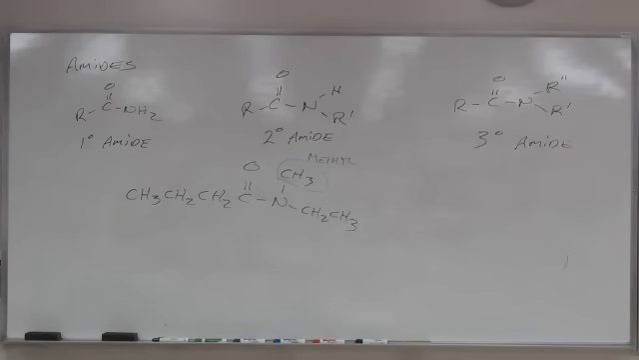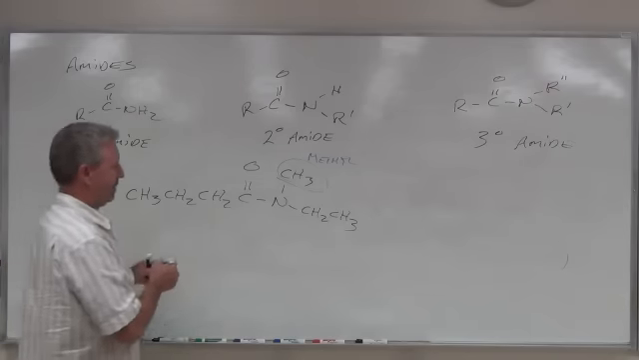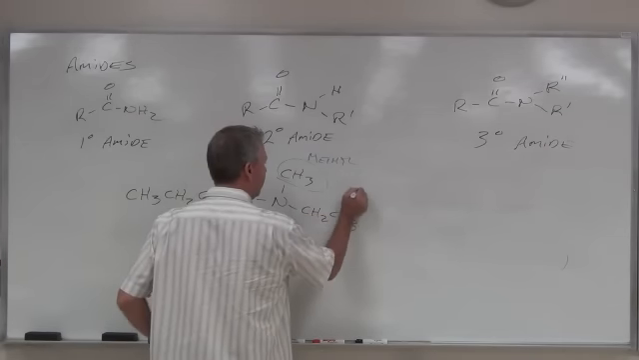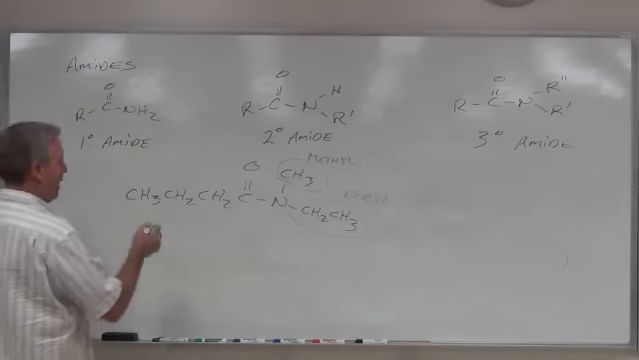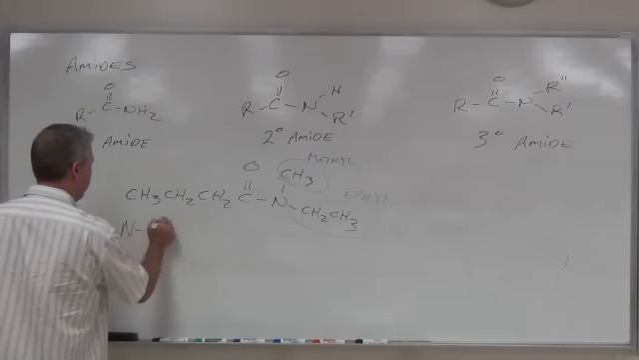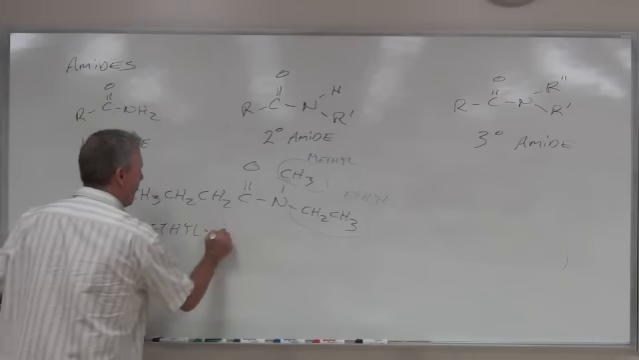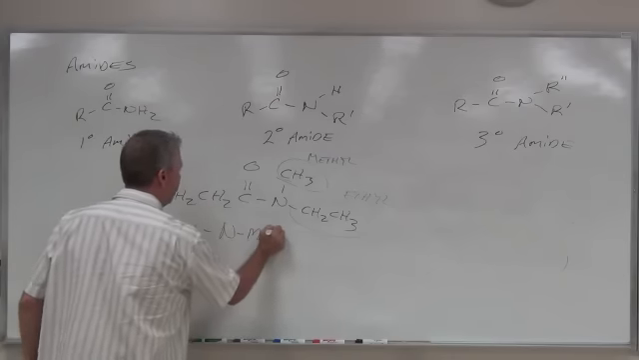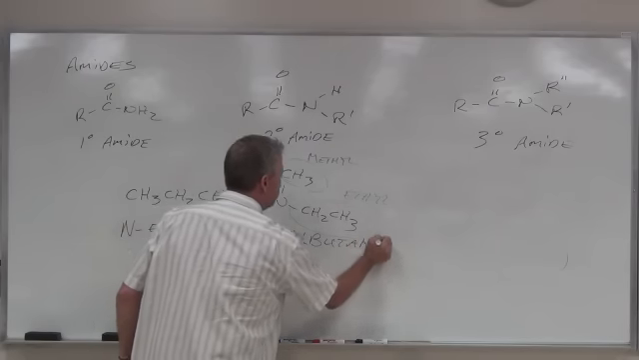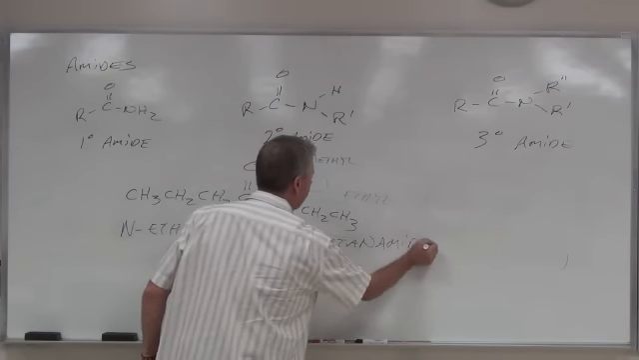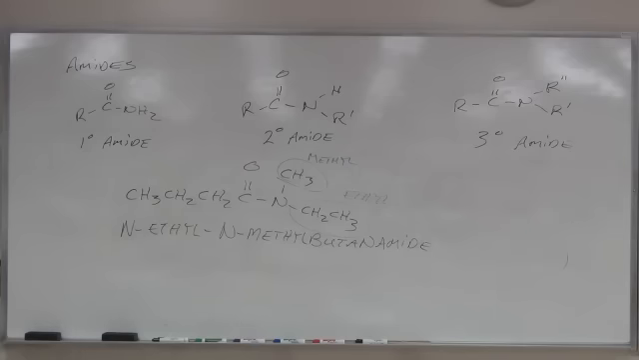In the case of two groups, you still indicate that both of them are on the nitrogen by preceding each substitution with the capital N, but you alphabetize them. So here's ethyl, right? That's an ethyl, so I would have N-ethyl, N-methylbutanamide. They're getting longer.